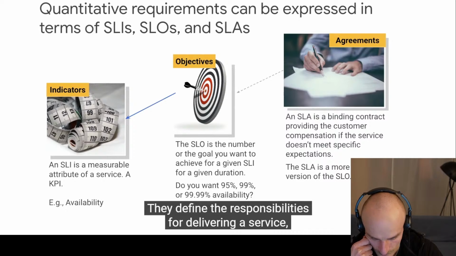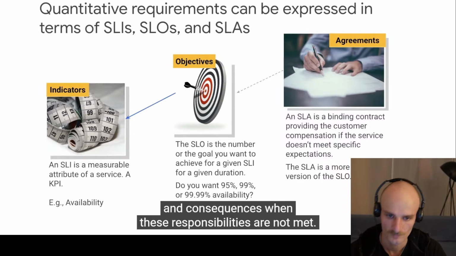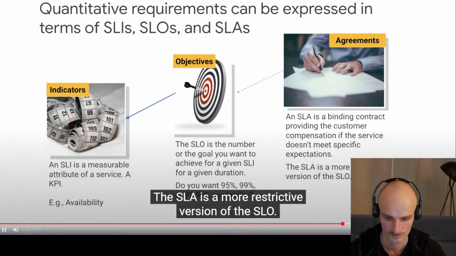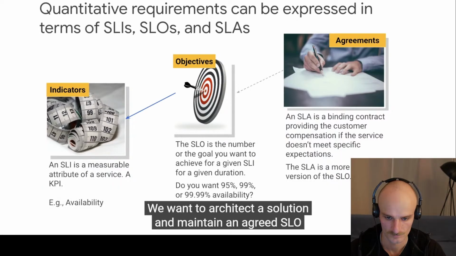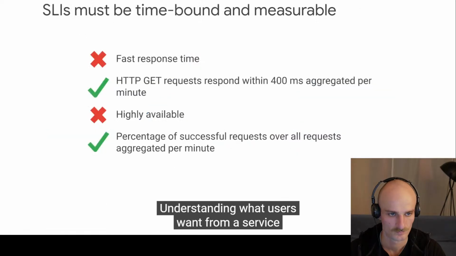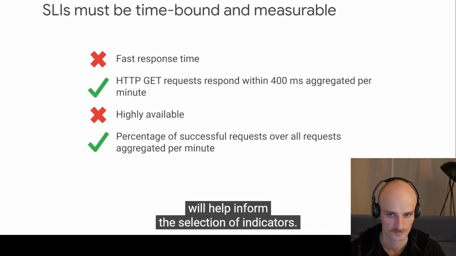Service level agreement is an agreement between a service provider and a consumer. They define responsibilities for delivering a service and consequences when these responsibilities are not met. The SLA is a more restrictive version of the SLO. We want to architect a solution and maintain an agreed SLO so that we provide ourselves spare capacity against the SLA. Understanding what users want from a service will help inform the selection of indicators.